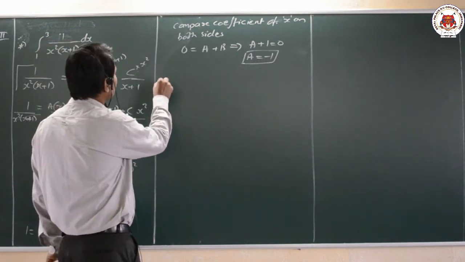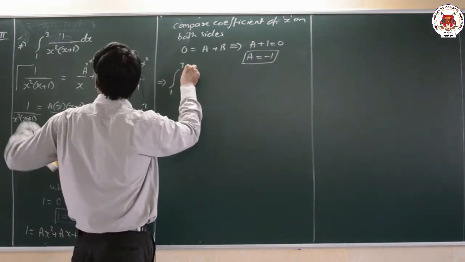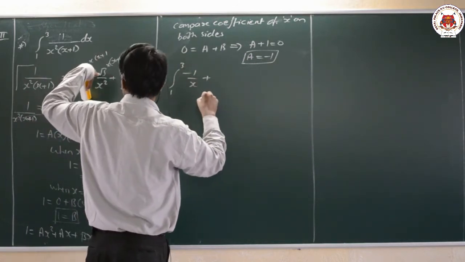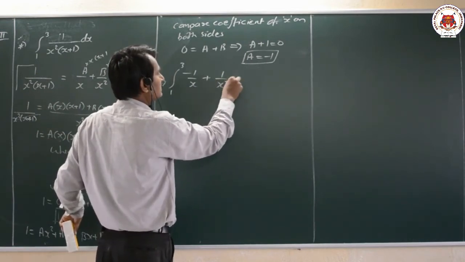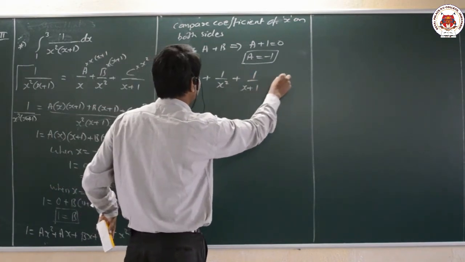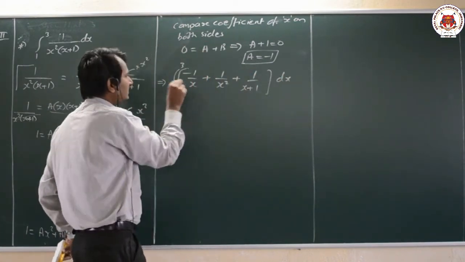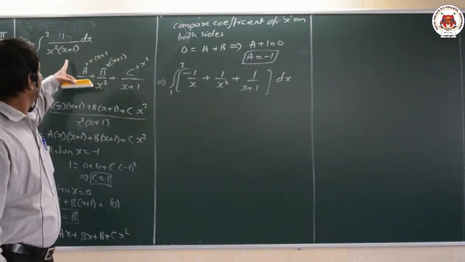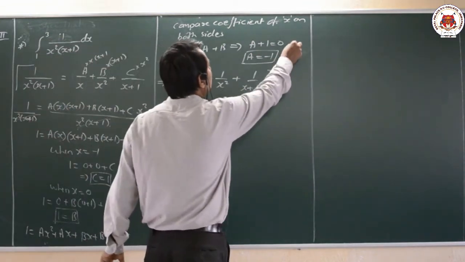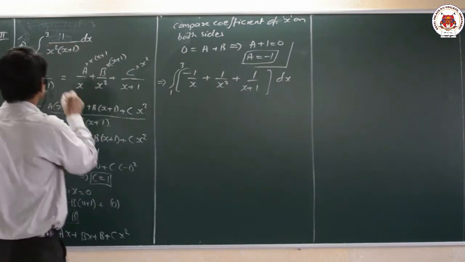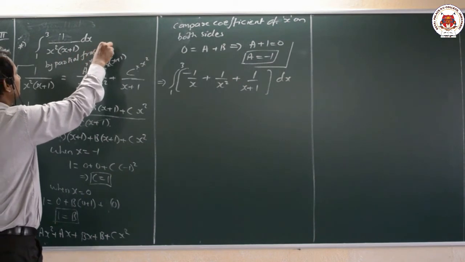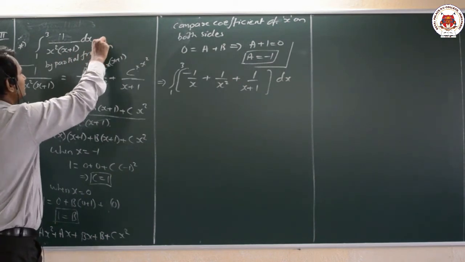Now that implies the integral from 1 to 3. Here a means minus 1 divided by x, plus b means 1 divided by x square, plus c means 1 divided by x plus 1 into dx. Dear students, see how the complex problem is framed into a simple problem by making use of partial fraction. It is a very simple topic.